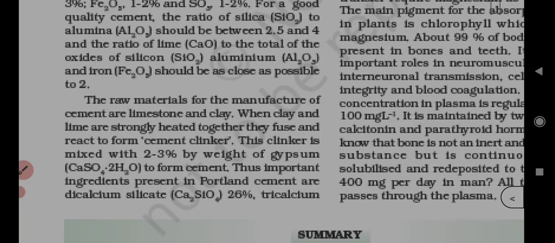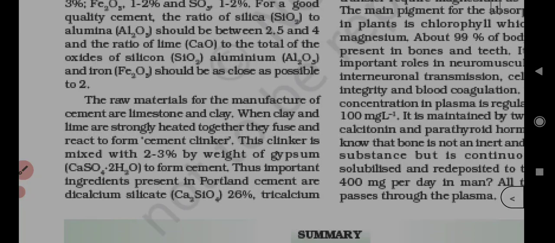So the human body's requirement of calcium in a day is 200 to 300 mg. How much calcium do you need? 200 to 300 milligrams. All enzymes that utilize ATP in phosphate transfer require magnesium as the cofactor. The main pigment for the absorption of light is chlorophyll, which contains magnesium. Magnesium forms a complex in chlorophyll.